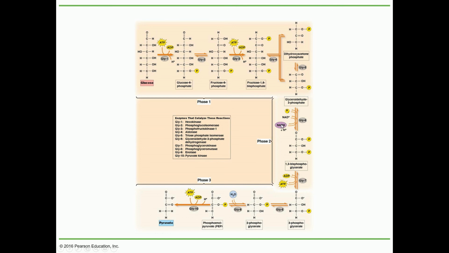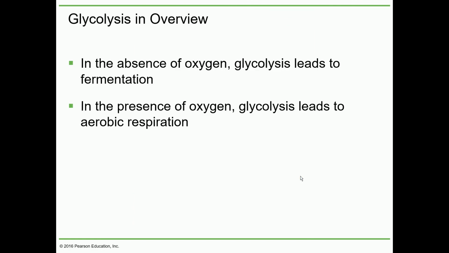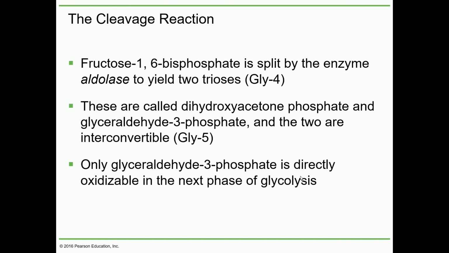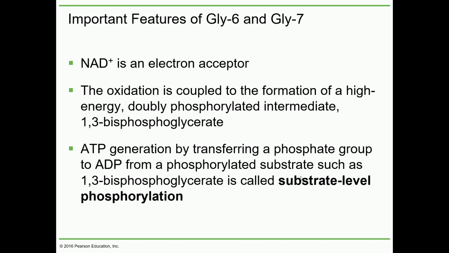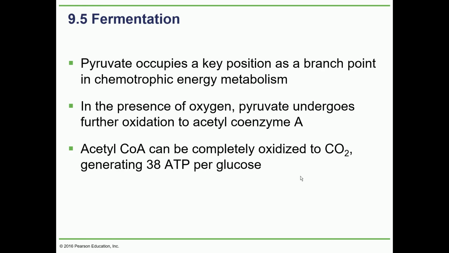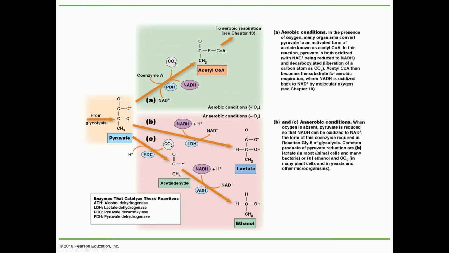So now I'm going to talk a little bit about fermentation. There are 2 kinds of fermentations. This is the path of aerobic respiration or cellular respiration that we are going to talk about in the next chapter. So in fermentation, basically there are 2 kinds: one is lactic acid fermentation, and the other is alcohol fermentation or ethanol fermentation. In lactic acid fermentation, pyruvate gets converted into lactate.